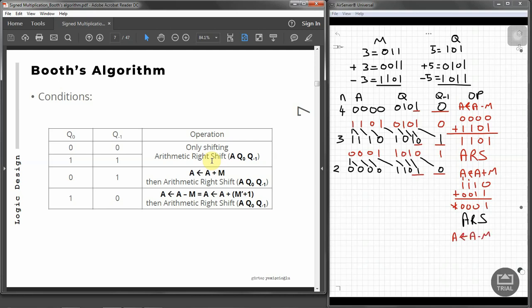minus M operation. Our A is 0 0 0 0, and our minus M is 1101. So we are actually performing this operation again. I'm not going to write it over here, I'm just going to write the result of it. So our accumulator now is going to be 1 1 0 1, and our Q is 1101, as we already have got that.